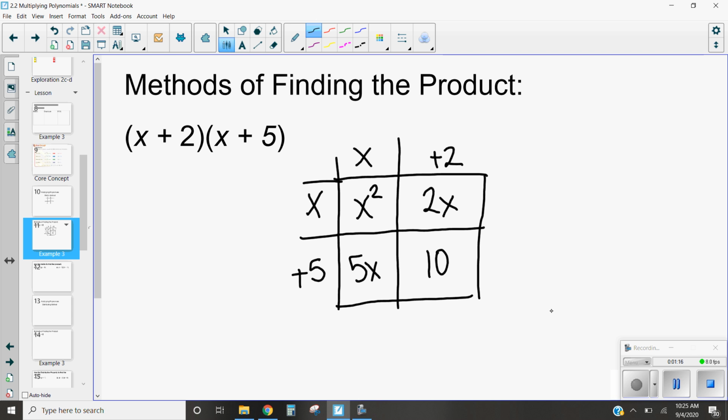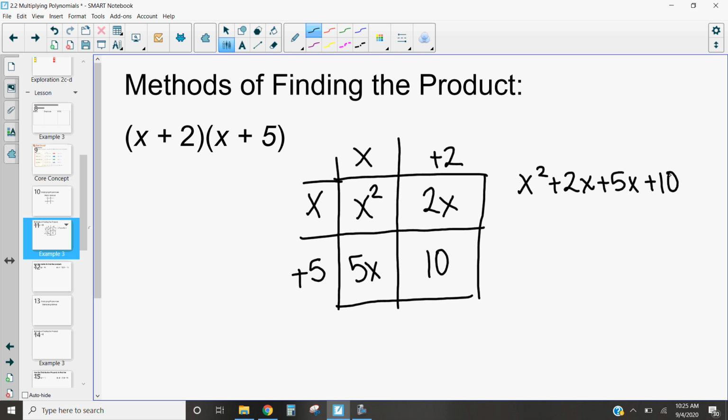Now I have 4 individual terms, and I want to find the sum of those terms. So I'm just going to write it out as a sum: x squared plus 2x plus 5x plus 10, and then I'm going to combine those like terms. These two with x's I can combine together, and I get x squared plus 7x plus 10.